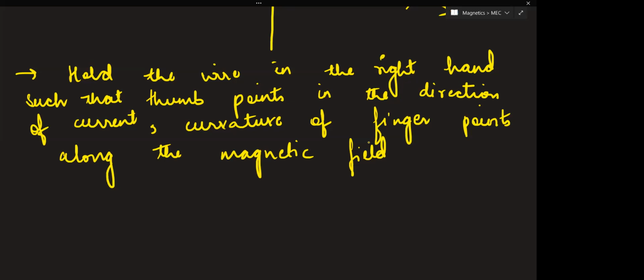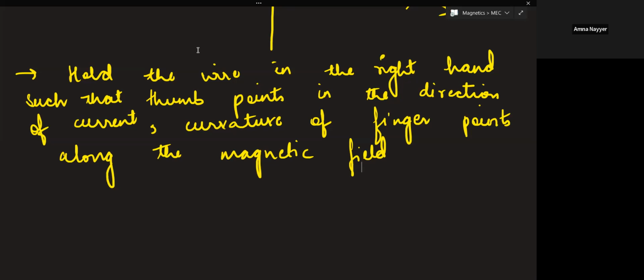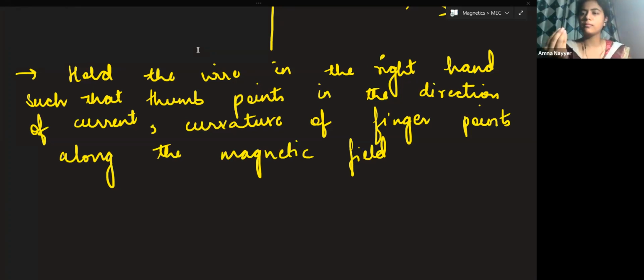Let me show you this. Suppose this is the wire that is flowing, and let's say the current is flowing upwards in this direction. So your thumb will point here. This is my right hand, I'm using my right hand, so the thumb will be pointing upwards. Now the curvature of the fingers gives the direction of magnetism.